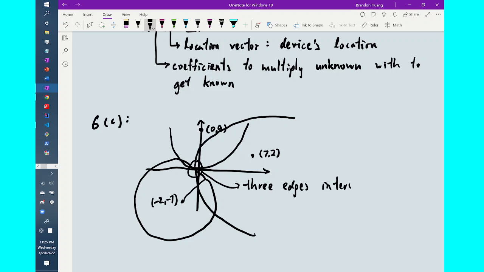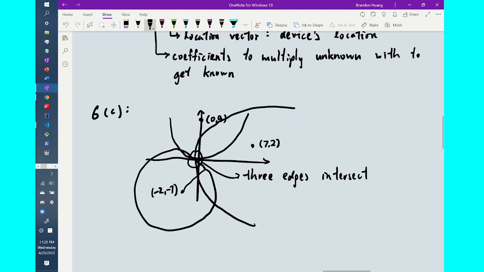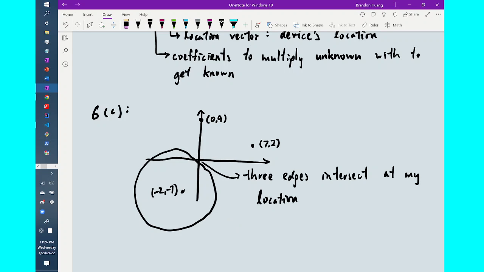tells me that I am simultaneously the amount of distance I want from all of these three signal towers, which means the three edges intersect at my location. Let's try to draw out this graph with a better representation. Use some different colors here.